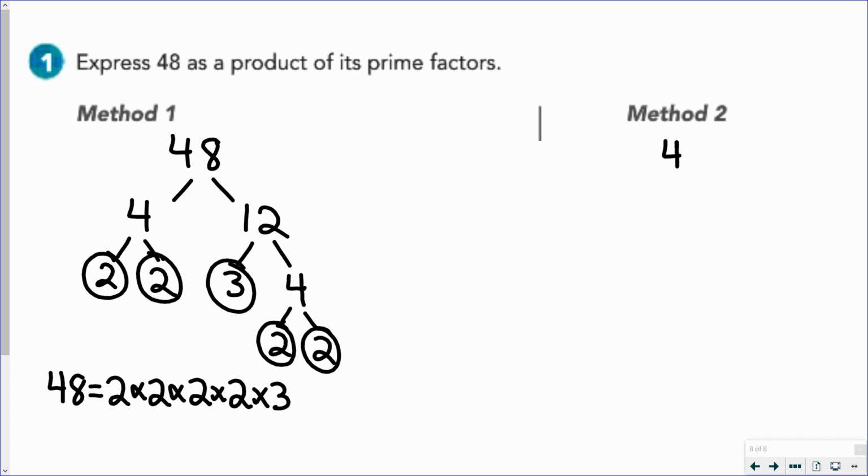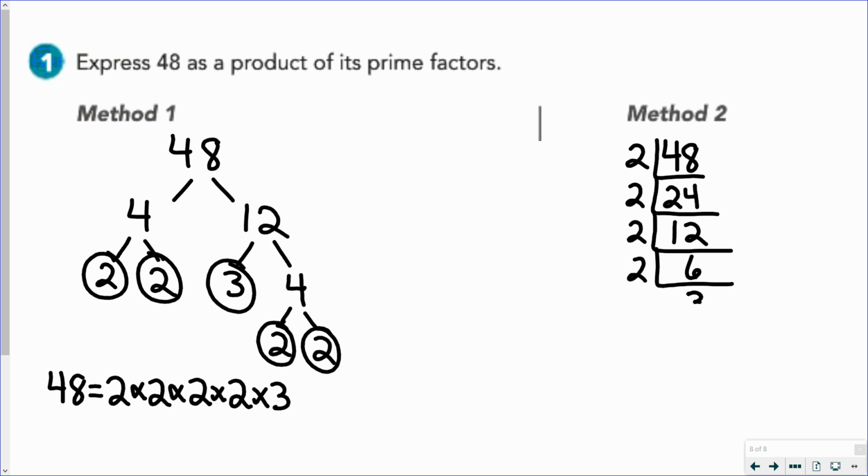Or you would use a factor ladder. 48's even, divided by 2 to get 24. 24 is even, divide that by 2 to get 12. 12 is even, divide that by 2 to get 6. 6 is even, divide that by 2 to get 3. 3 is a prime number. And once again, you get 4 2's and a 3. And that is how we do our prime factorization.